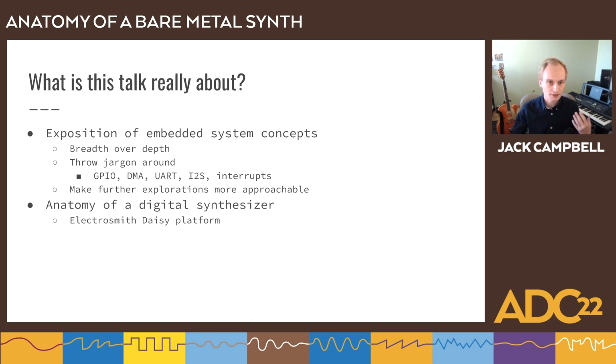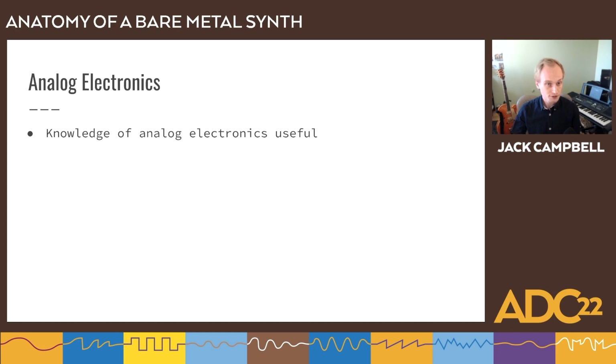We're going to be using the Electrosmith Daisy Seed as our little development platform here. I'll describe more about what that is, and we'll be writing in C++, and I'll talk about what bare metal C++ is and how it might be a little bit different from what you're used to. Also, analog electronics are going to be pretty relevant for this talk. It's not a prerequisite per se, though I won't necessarily go too deep into the analog electronics.